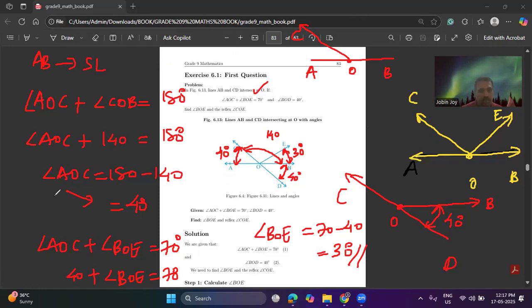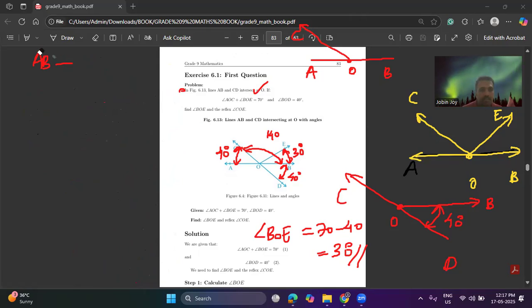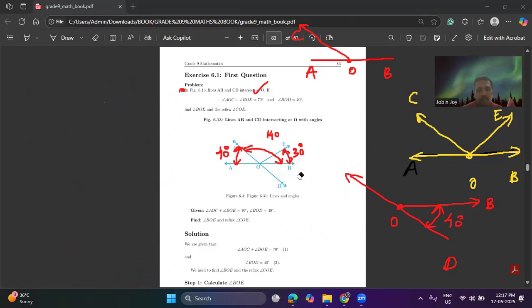I'm clearing some unwanted steps, because there is no space to write. So 40, 140, 30. Remember this. This angle is 40, this full angle is 140, and this angle is 30.